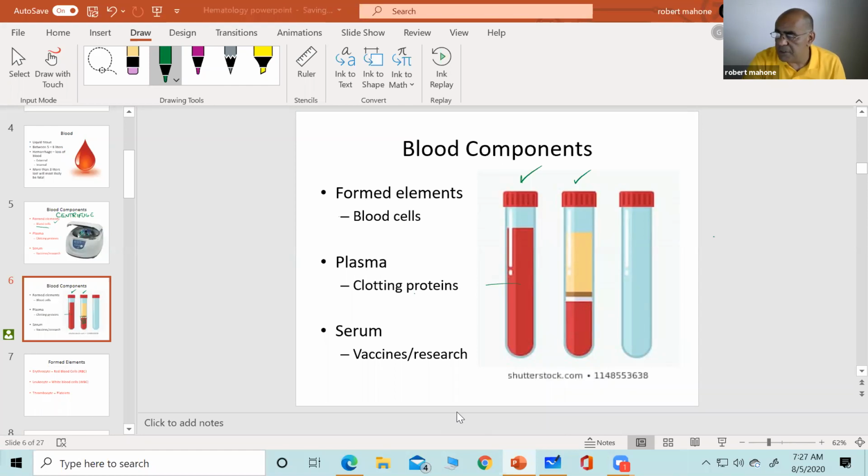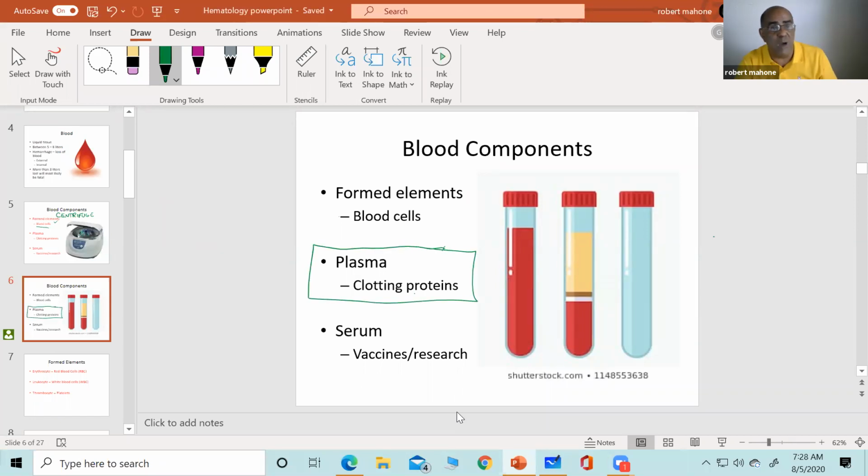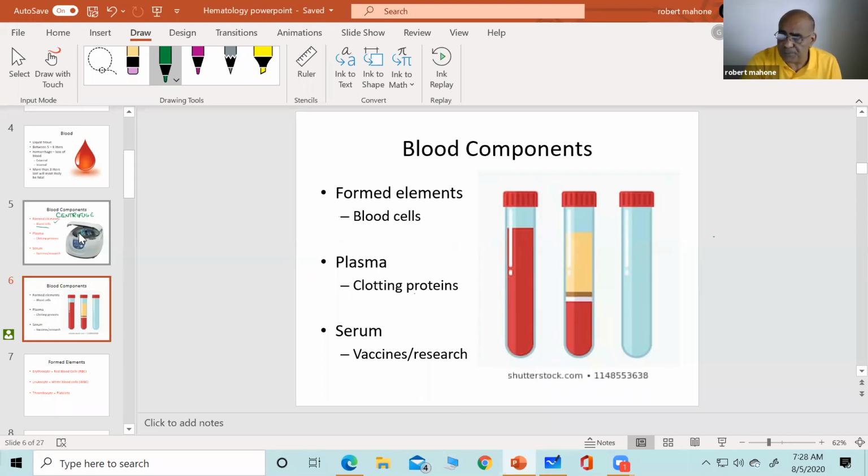So it's real easy to separate the blood components: spin it around, set it on the counter for 45 minutes, and what you're going to have left up here in the top is called serum. Serum is used primarily for vaccines and for research. There's not a big call to transfuse serum to somebody, but we transfuse plasma all the time for folks, and we'll be talking about why we transfuse plasma without necessarily needing the formed elements in there.